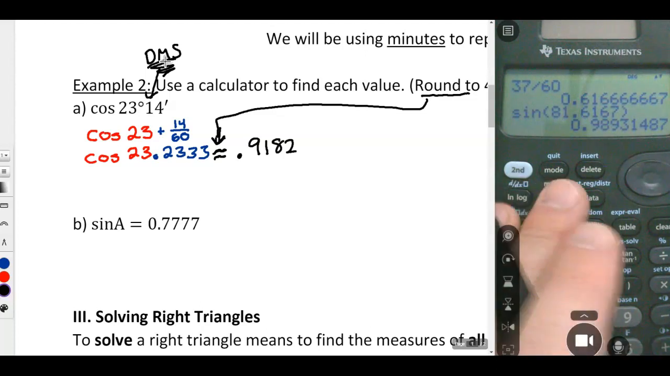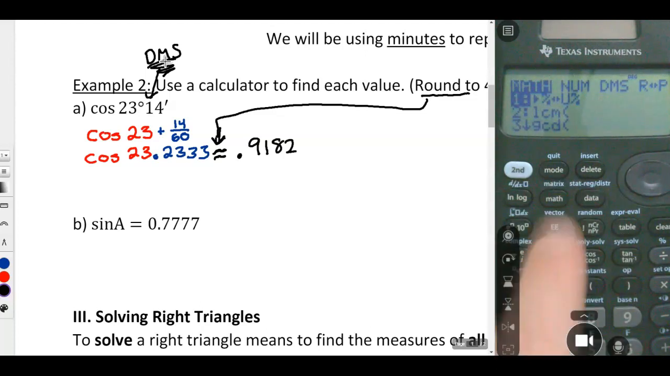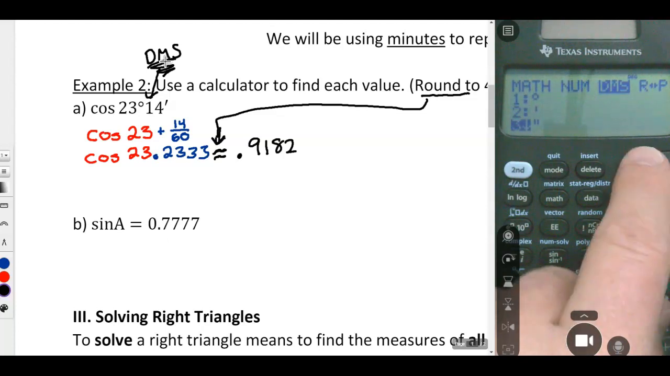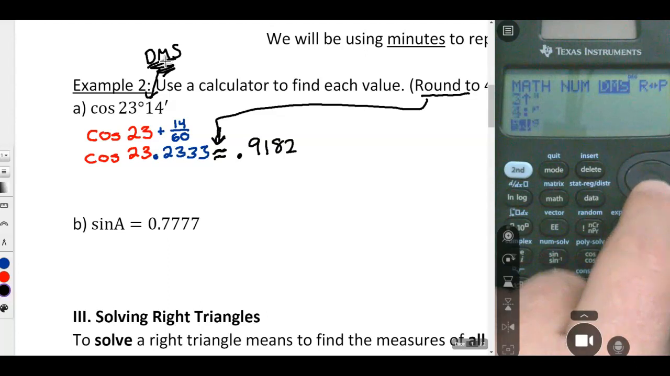I think on mine, if I go to the math button and scroll over, you can see there's a DMS menu, and then you can see the degrees, the minutes, the seconds, and there are a few other things here as well.